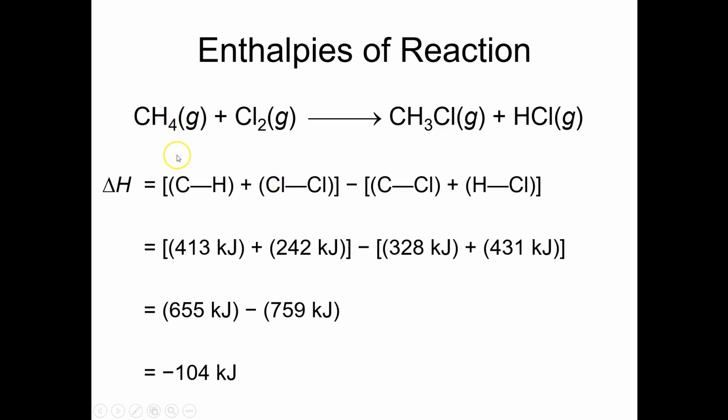Is this exactly the value of delta H for this reaction? It is not, because this is the value of an average CH bond. A CH bond in methane may be slightly different from that. This is the average CCl bond. A CCl bond in methyl chloride may be slightly different than the average, but this is going to be very close to what the actual answer is.